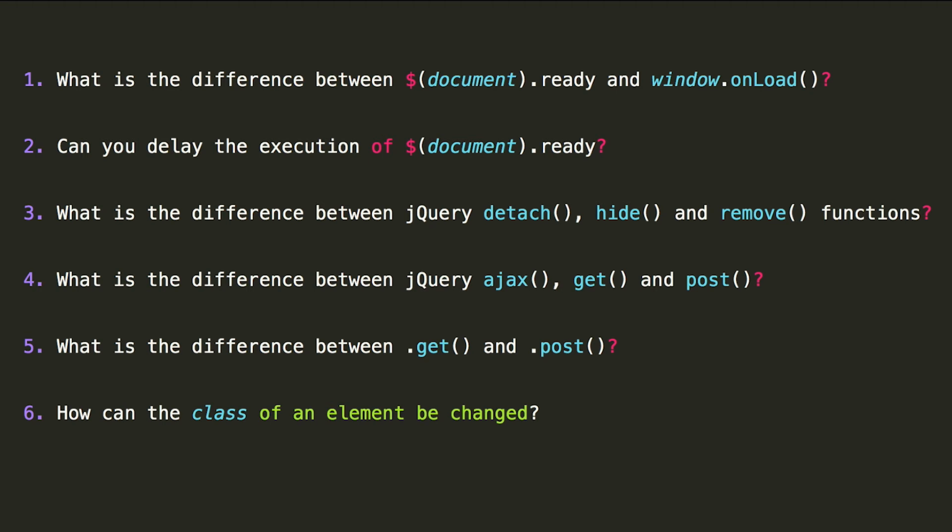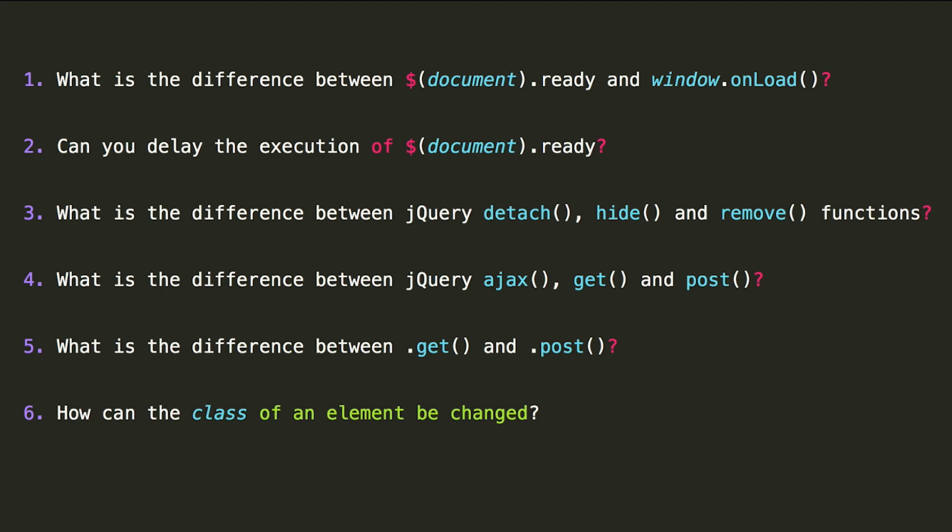So question number 4, what is the difference between jQuery's ajax, get, and post functions or methods? The main difference is that jQuery ajax is kind of the umbrella method that is used. The $.get and the $.post are subsets of the ajax method itself.